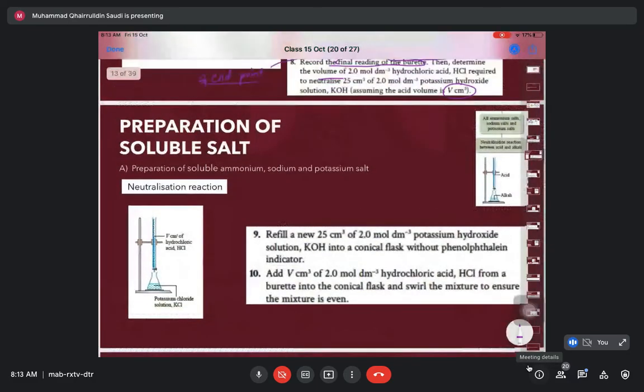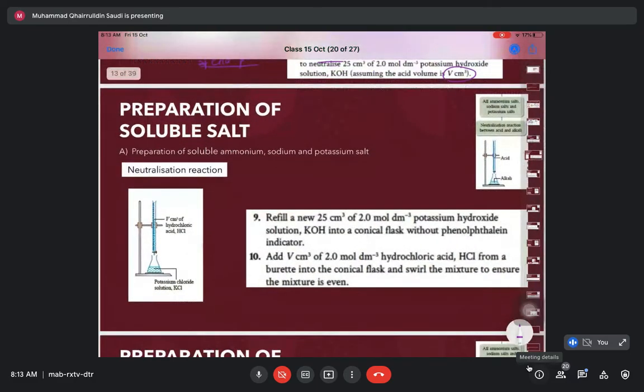So apa nak buat? Barulah boleh mula neutralization awak again. Why? Sebab tadi kita nak determine the volume dulu. Now bila kita dah tahu volume, baru kita buat balik kembali neutralization process. Okay, sebab tu awak akan refill balik a new 25 cm3 of potassium hydroxide dalam a new conical flask lah. Tapi this time without phenolphthalein. Okay? Why do you think kenapa dah tak kena letak phenolphthalein dah dalam ni?